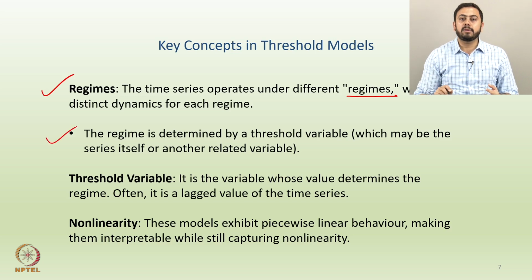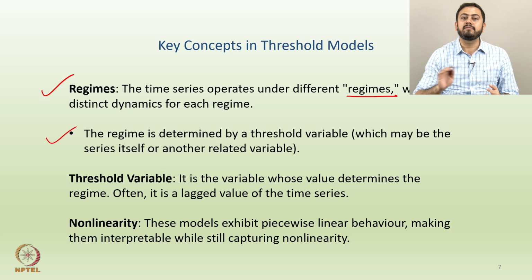The regime is determined by a threshold variable, which may be the series itself or another related variable. So, this tells you how you determine a regime. There has to be some threshold variable, and that threshold variable is nothing but the thin line between any two states.